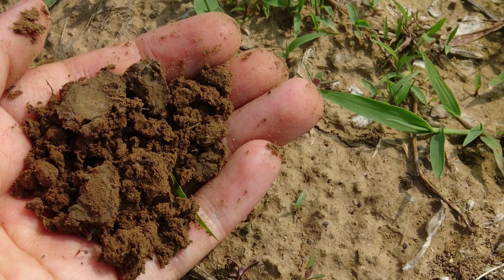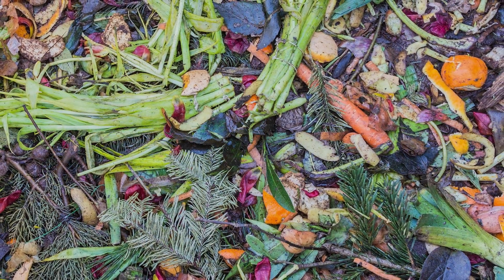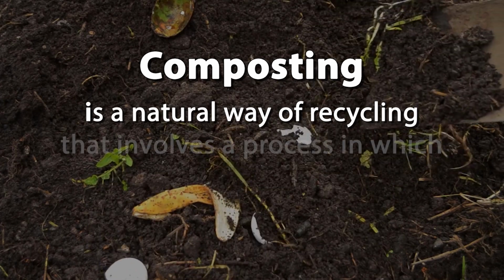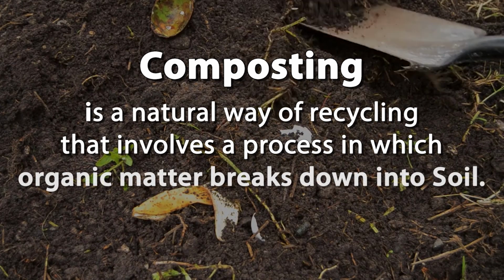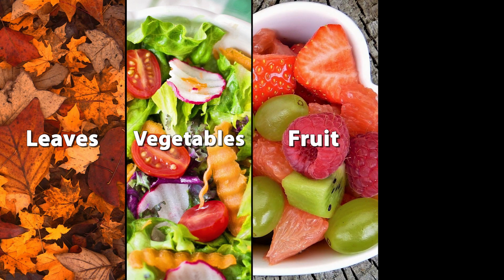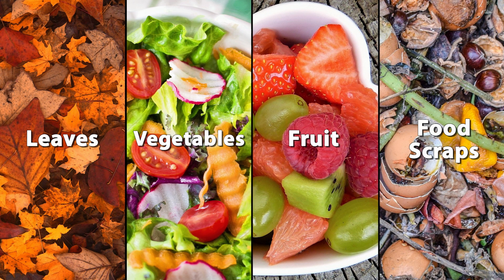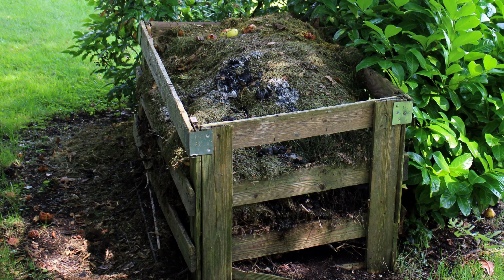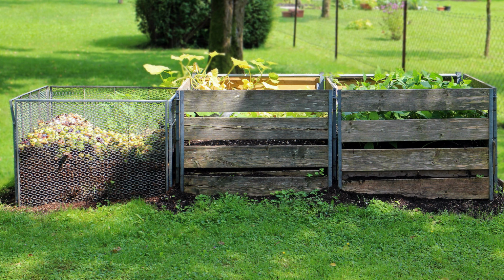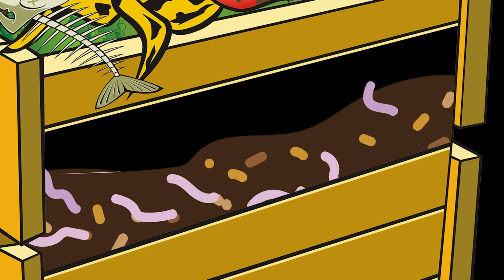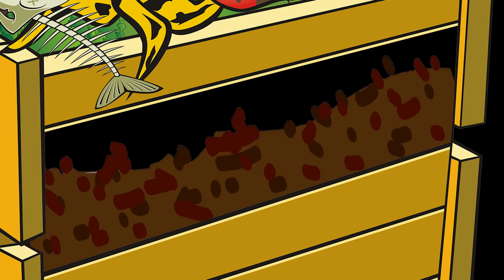We can actually create our own humus layers of soil through composting. Composting is a natural way of recycling that involves a process in which organic matter breaks down into soil. Organic matter can include leaves, vegetables, fruit, and our food scraps. Composting can happen when our food scraps are gathered in a bin or pile that is watery and aerated. Fungi, bacteria, and invertebrates are then able to take over and the breakdown process begins.